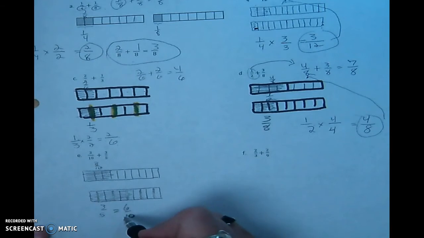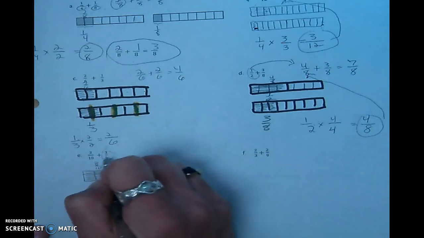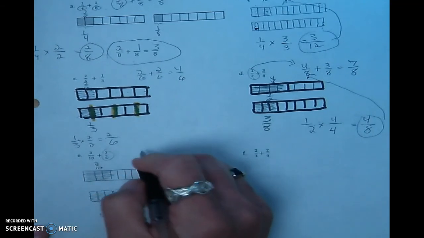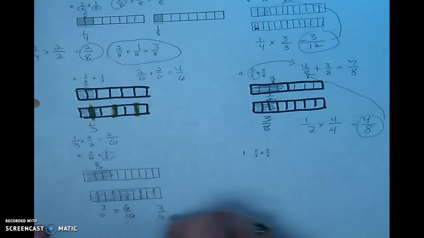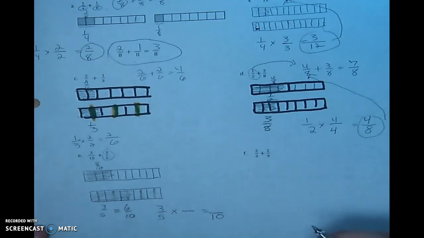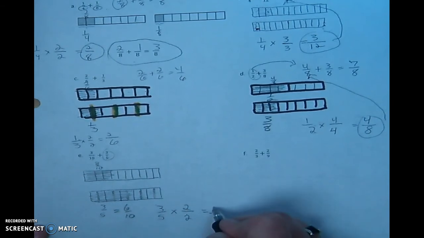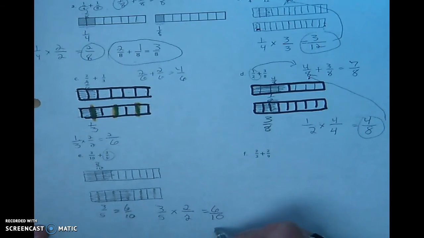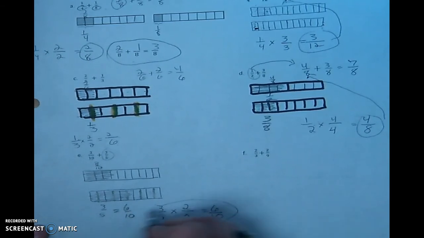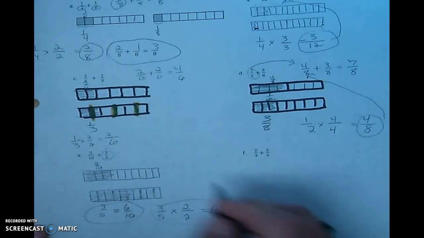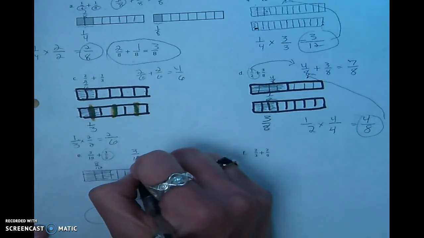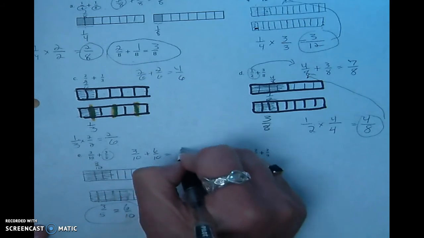So if I did this numerically, I would have to take my 3/5 and make it into tenths. So 3/5 times something over something is going to equal something over 10. So 5 times 2 equals 10. Whatever you do to the bottom, you have to do to the top. 3 times 2, we end up with 6/10. The same thing that we ended up with over here. So now I can rewrite my problem. 3/10 plus 6/10 equals 9/10.